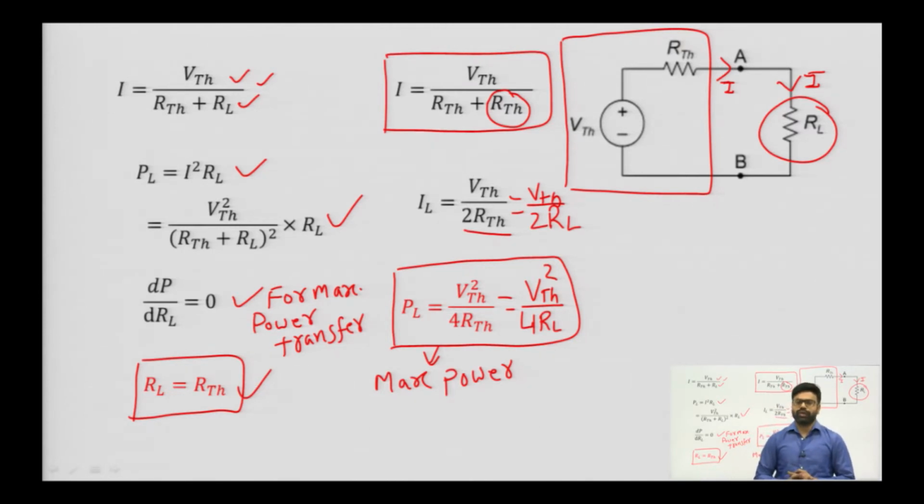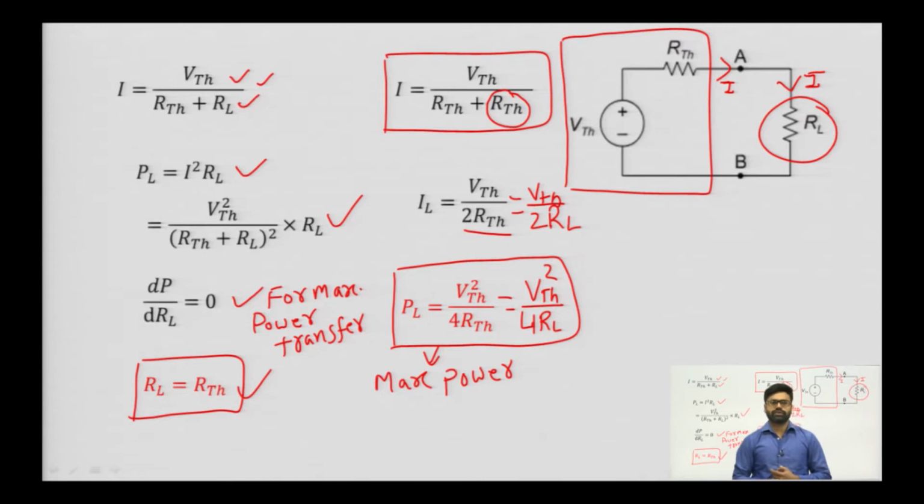So, now we have found what the maximum power transfer theorem is, what the value of RL should be to get the maximum power, and what the maximum power in the load will be. We have found that it must be equal to VTH square upon 4 RTH or VTH square upon 4 RL, and RL must be equal to RTH for maximum power transfer.